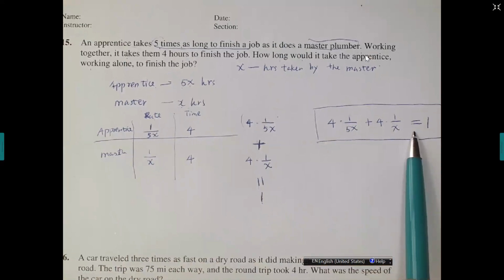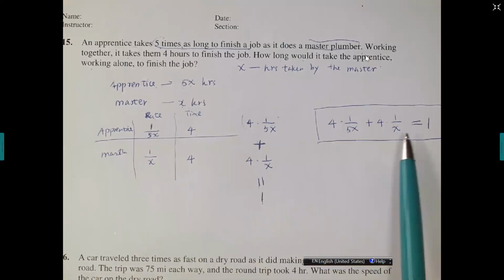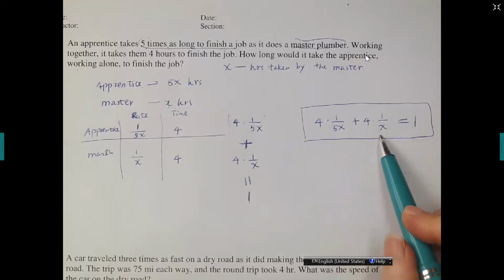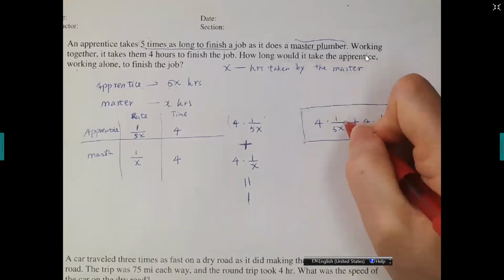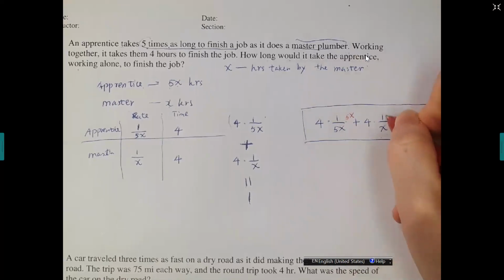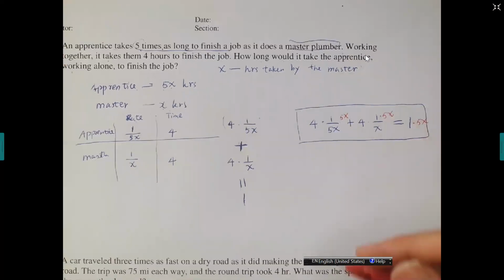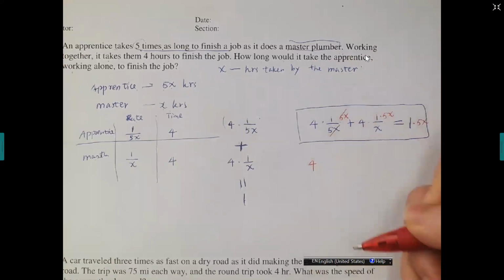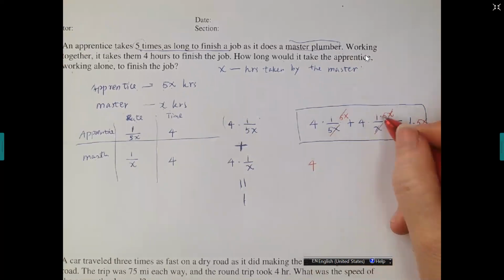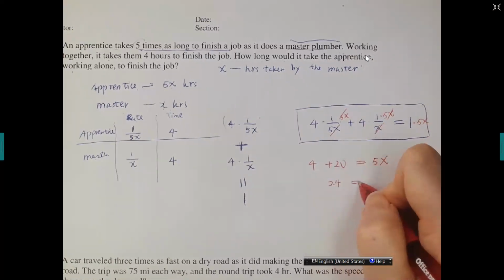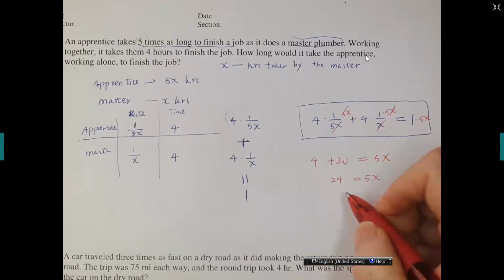Then what do we do next? Solve it. How do we solve it? Look for the LCD. 5x and x, the LCD is 5x. Then multiply everyone by 5x. This one times 5x, this one times 5x, and this one times 5x too. Then carry out the multiplication. Those two cancel out. We have 4 left. The x cancels out. We have 4 times 5, 20, equals 1 times 5x, 5x. 24 equals 5x.